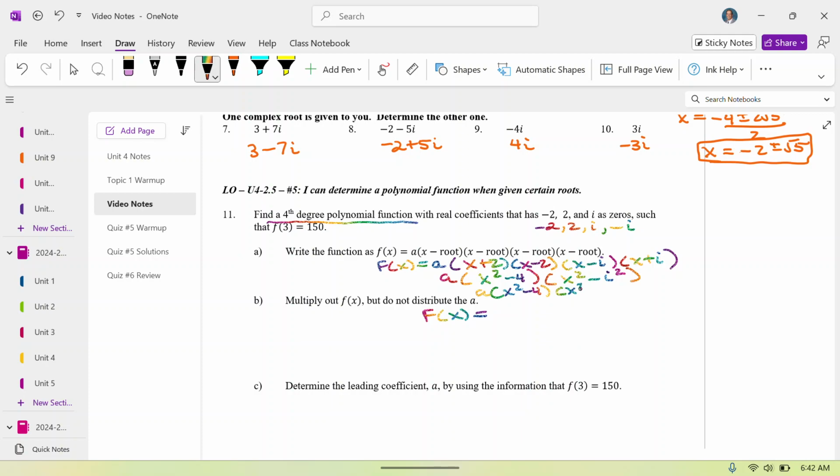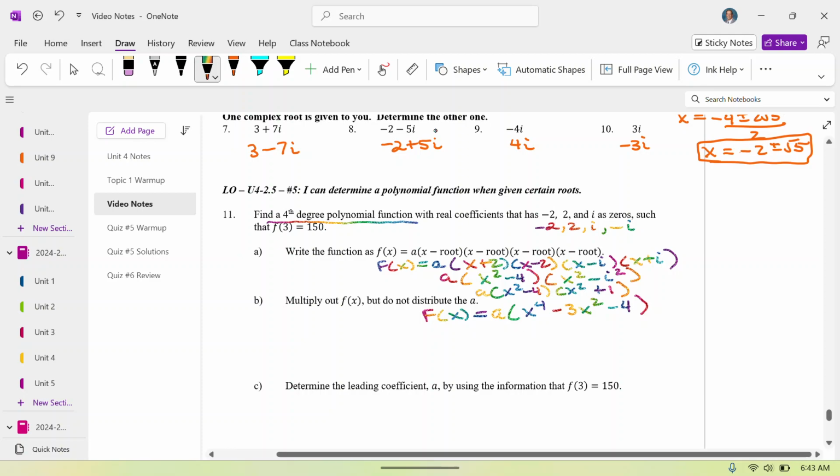So it's really x squared plus 1. And then you FOIL here, so you get x to the 4th minus 3x squared, and then minus 4. So you just FOIL that. So there, you multiplied it out. You just didn't distribute the a because we're going to find the a.